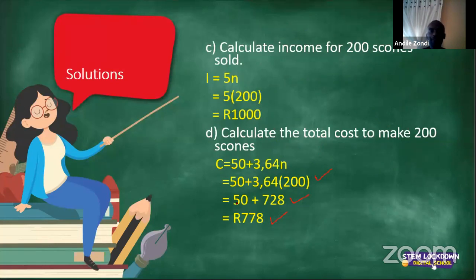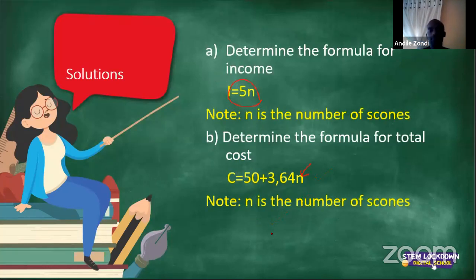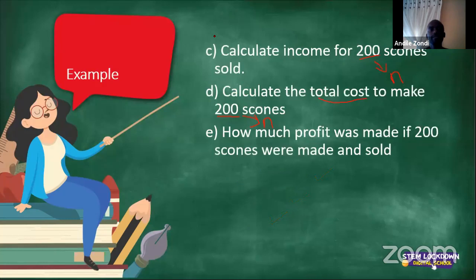So obviously 50 plus 728 will give you 778. Okay, this is also easy. Remember, just take notes and I'll give you guys an opportunity to ask questions later. Okay, so we are done with ABC. Now let's look at E.